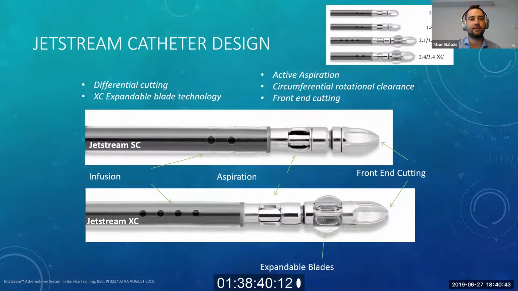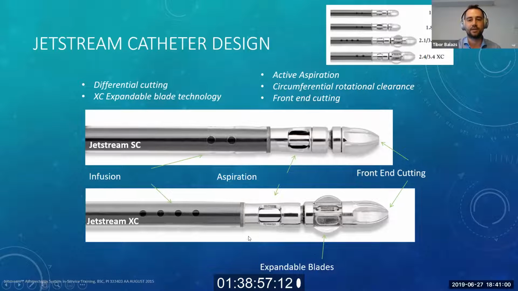So the JetStream catheter is designed for differential cutting, and offers front-end cutting with circumferential rotational clearance. You have the option of expandable cutters, so if you open the blades, you can open the vessel even more.